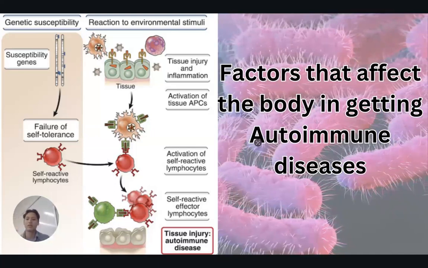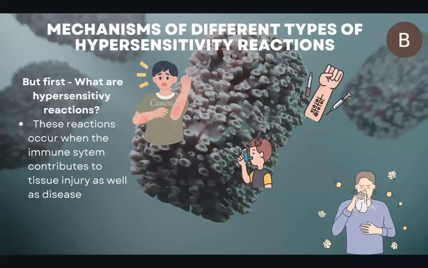Now Brianda will be talking about her part. Thank you. Mechanisms of different types of hypersensitivity reactions. But first, what are hypersensitivity reactions? We understand that the immune system is normally supposed to aid and protect against microbes and foreign antigens and keep us healthy, but sometimes these reactions can contribute to tissue injury as well as disease.